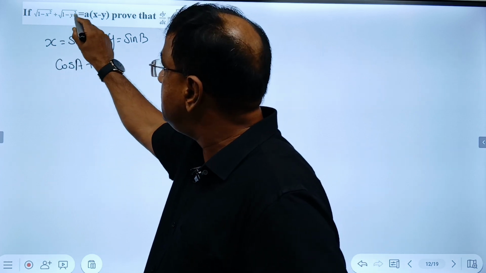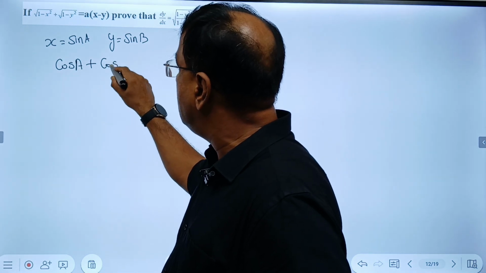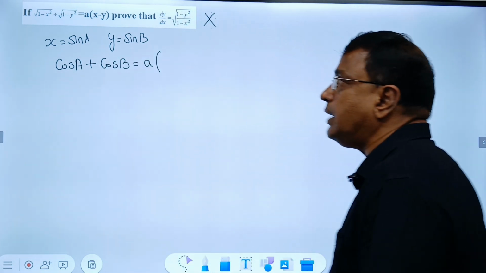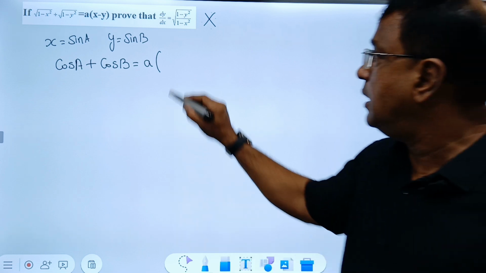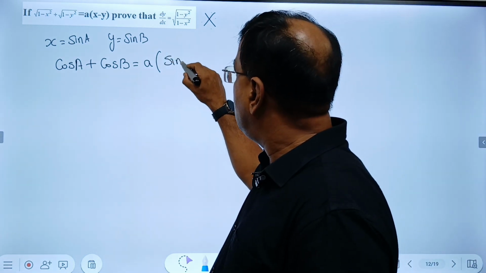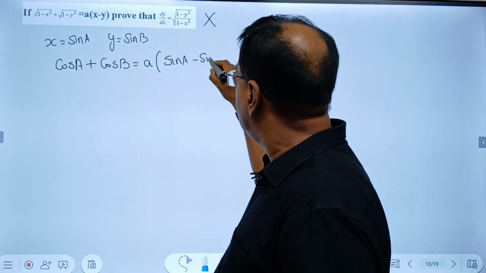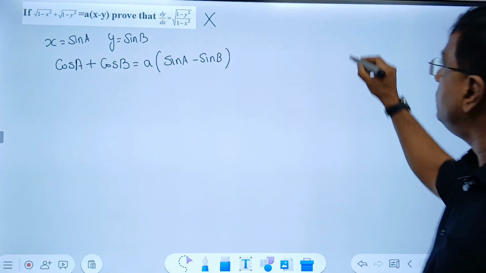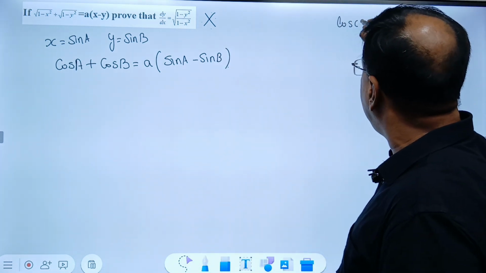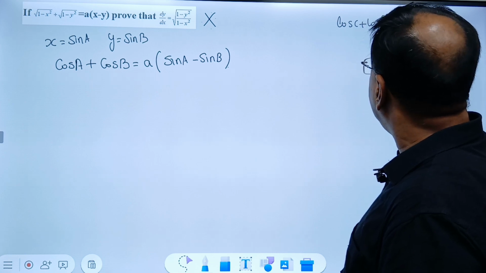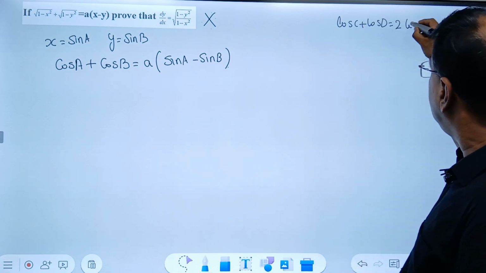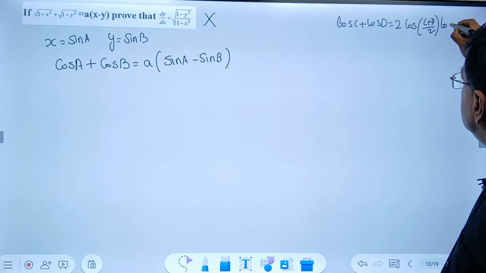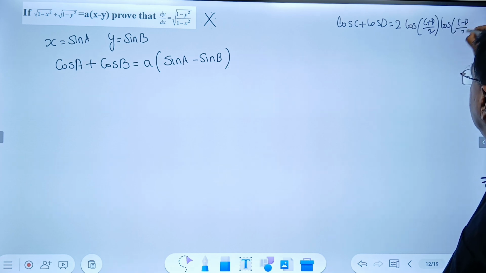And 1 minus sine square B will be cos B, equal to a into, what is x? X is sine A. And what is y? y is sine B. Correct? Now I am going to use the cos C plus cos D formula. What is cos C plus cos D? 2 cos (C plus D) by 2 into cos (C minus D) by 2.